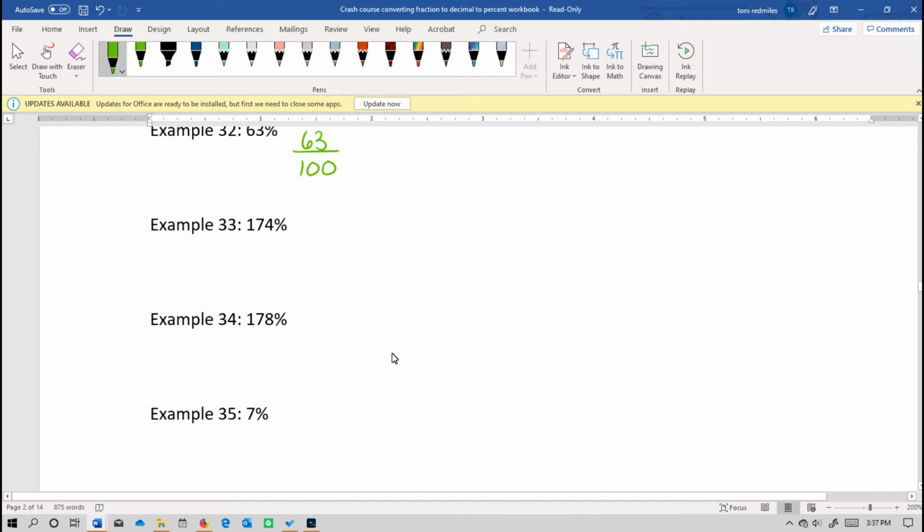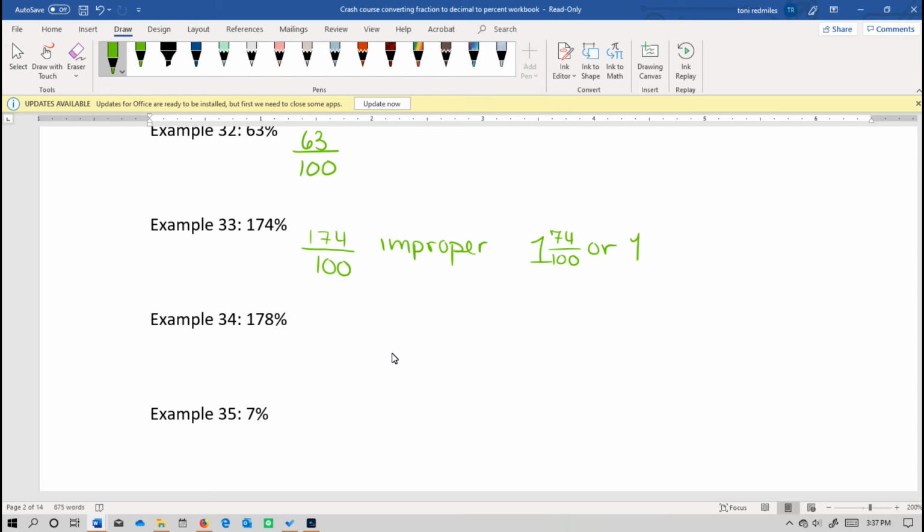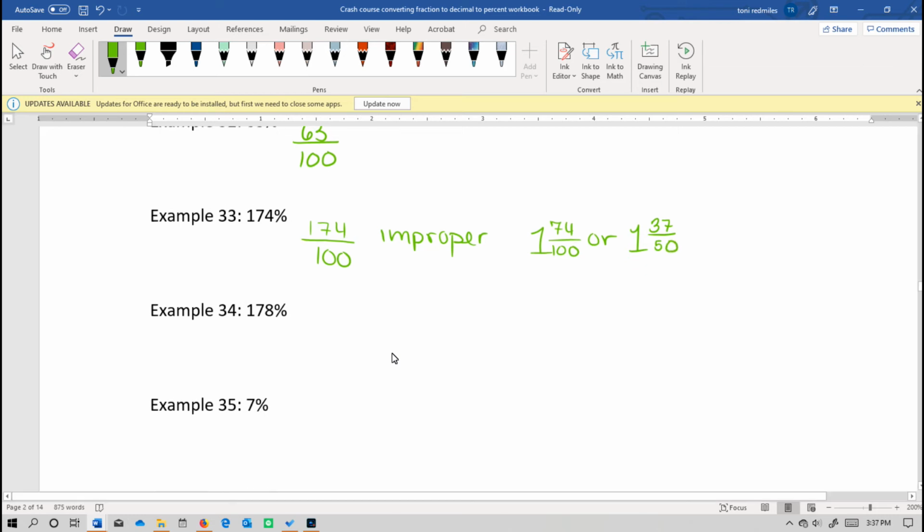Now in this one, if I put my numeric value over 100, I have an improper fraction. And I can turn that into a mixed number. 100 goes into 174 one time with 74 over 100 left over. I can also reduce that if I wanted to by, let's try just doing 2's first. And that would be the correct way of doing it, because 37 is prime.